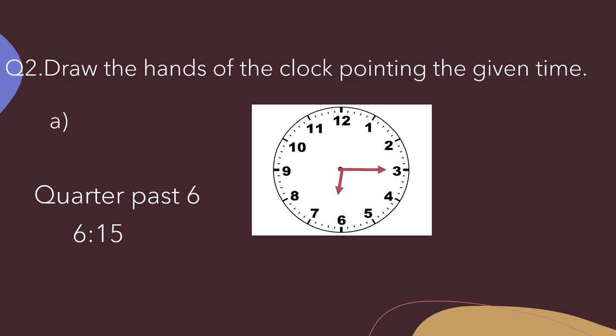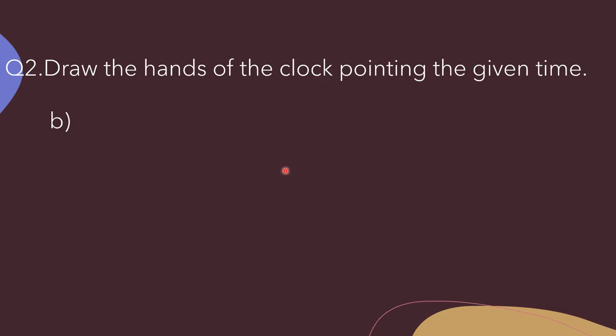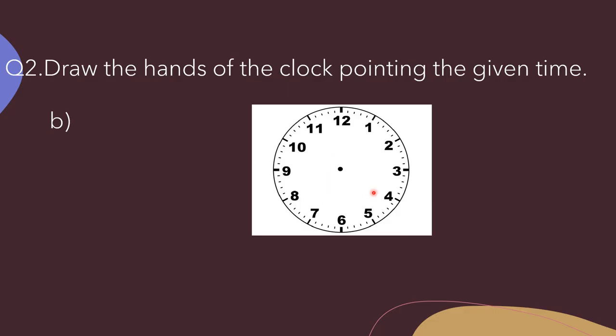Now B part. Here again we have a clock. Now we have to draw the hands for the time quarter to 10. Quarter to 10 means beta, 9:45.